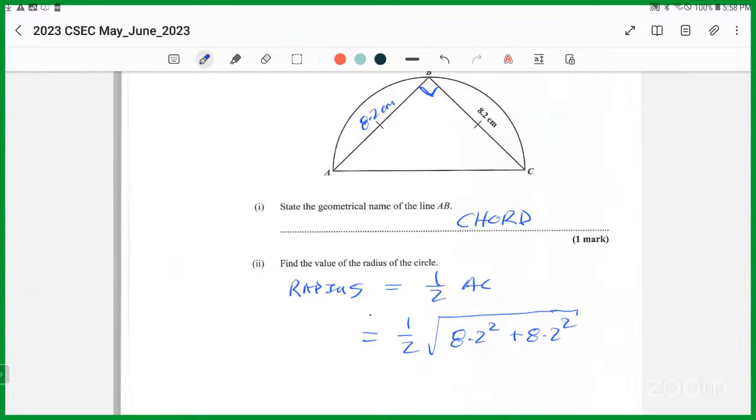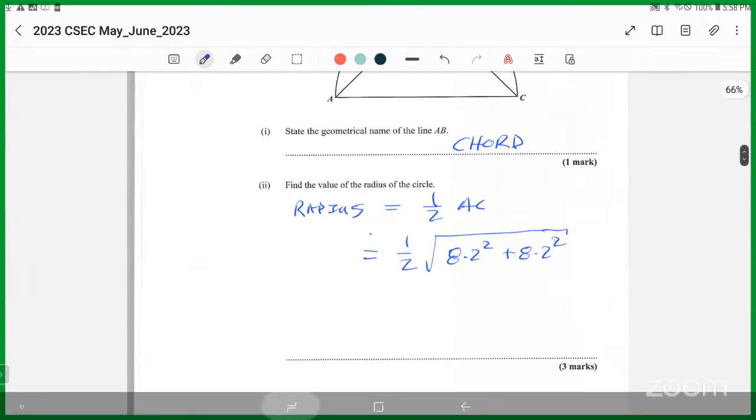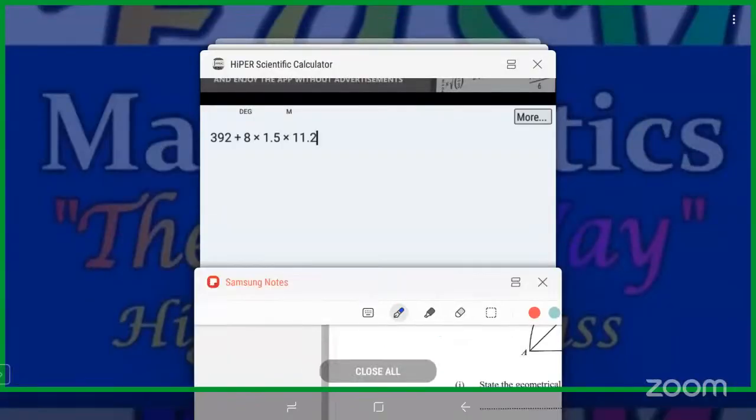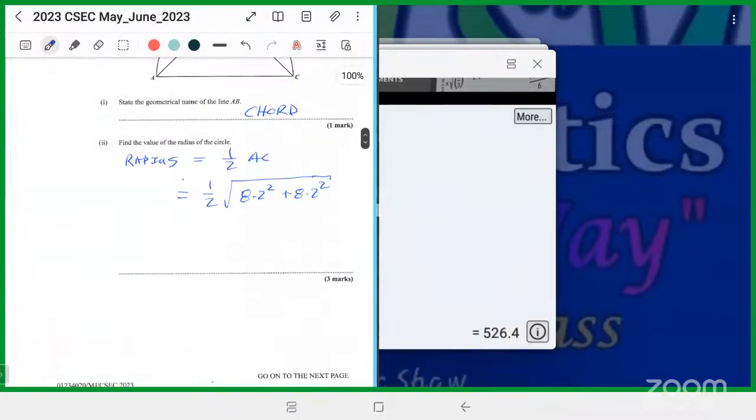That gives you the radius when you work it out. But understand that half the diameter is the radius. That's not the only way to do it, but I think this is a quick enough and easy way to do it. A nice question for 3 marks. Easy.